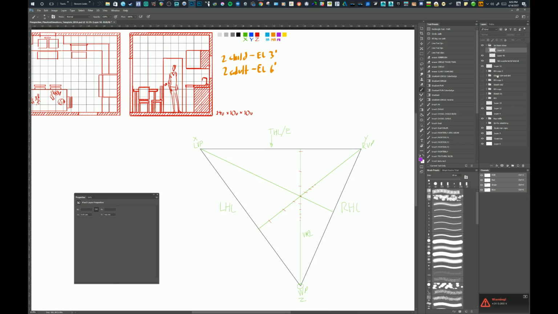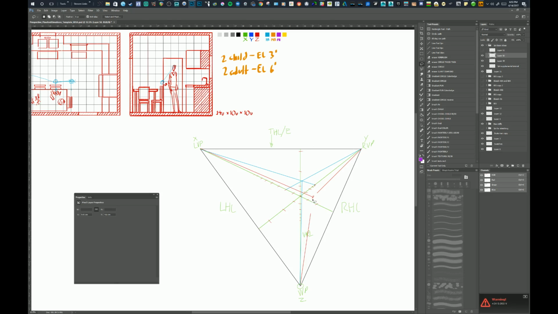And I will get rid of this. Oops, my bad here. Let me just remove these units here and put these on the layer that we need them now. Okay.